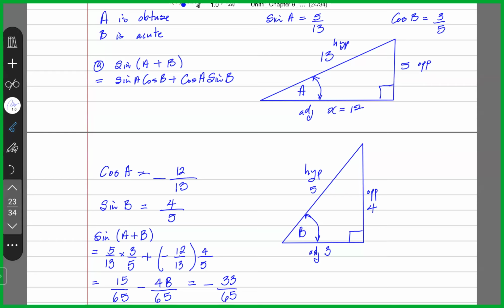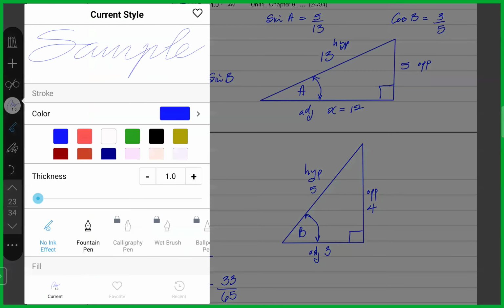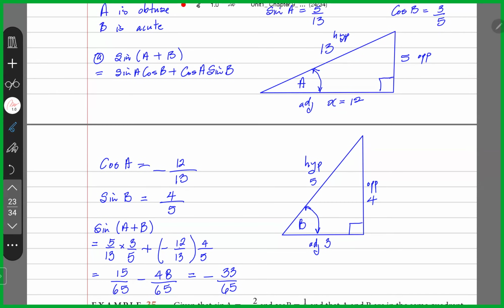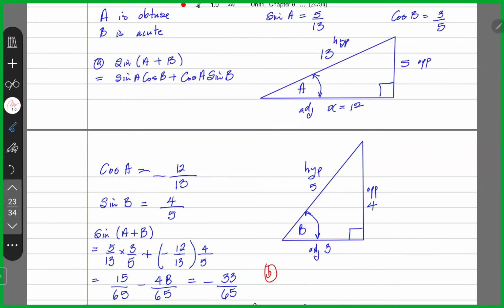All right, so let's do the B part of the question. In the B part of the question, we're asked to find the cosine of A minus B.